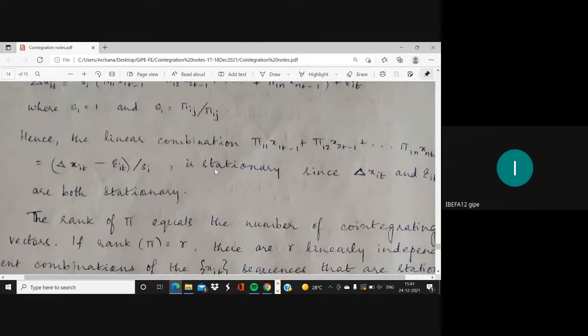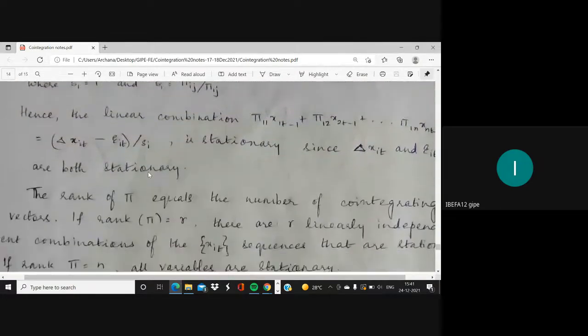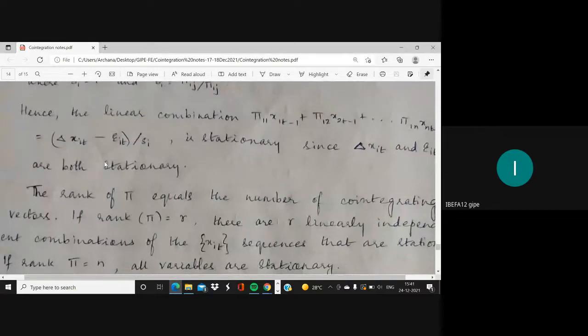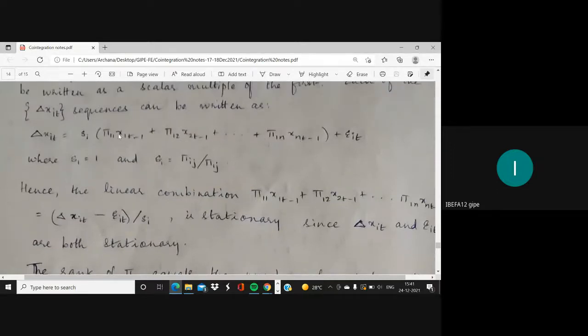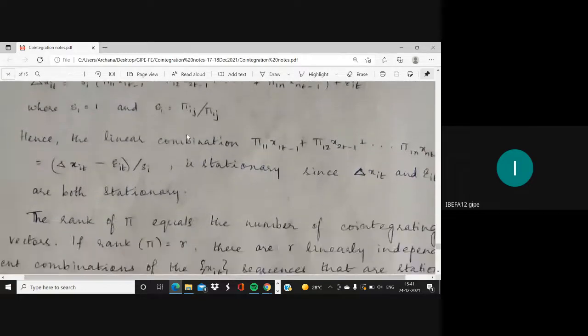And this will be stationary since delta xit and epsilon it are both stationary. Remember, since we are dealing with non-stationary variables, if you take the first difference of all the xit variables, they will be stationary. So this variable itself will be stationary, and this is also stationary, and since this is some scalar, this whole term will be stationary, and this linear combination that is there in the brackets will be stationary. So these elements pi, or these parameters, will basically give you the co-integrating vector over here.